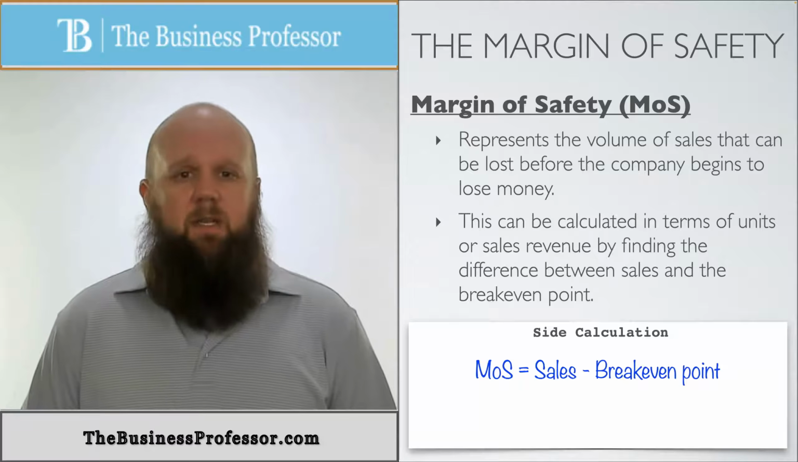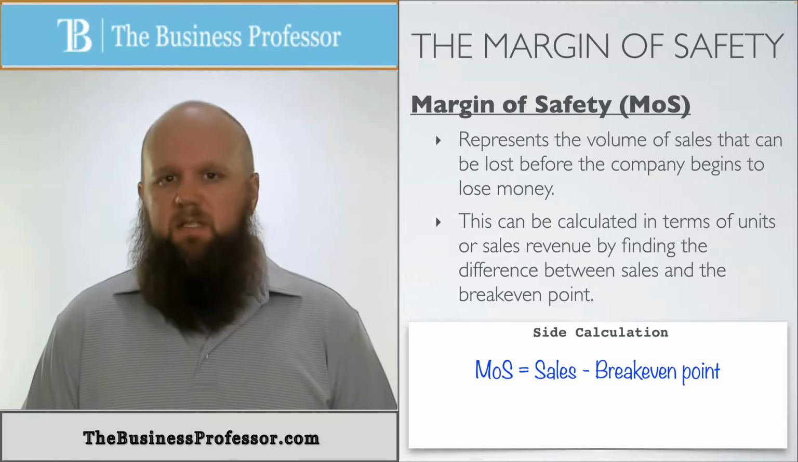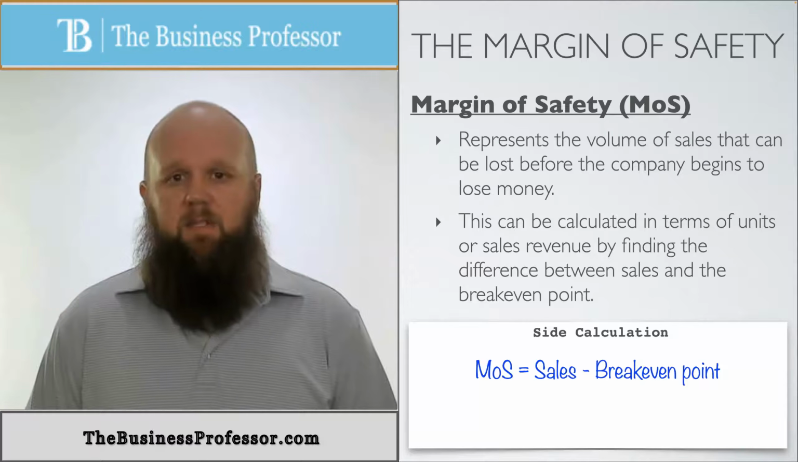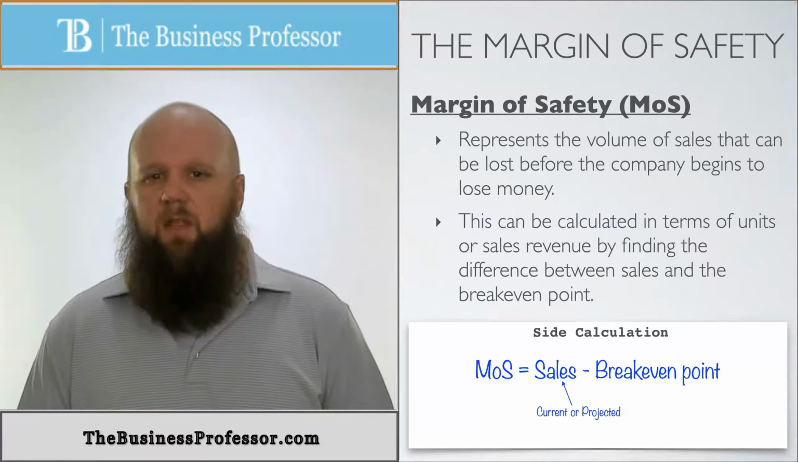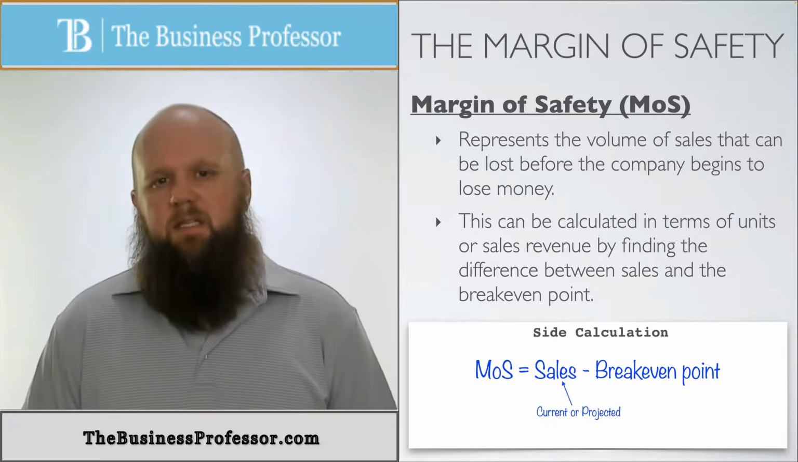Now, the sales can be done in one of two ways, depending on where the business is at the point in time of its life cycle or what the accomplishment they're trying to do with the margin of safety. The sales can be either current sales or it could be projected sales, what they think they're going to sell in the future. Now, let's look at an example of margin of safety.